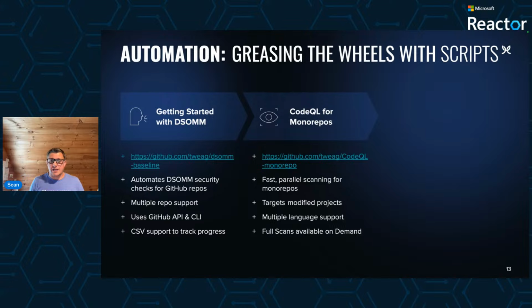Traditional CodeQL scans, as I said, can be slow because they analyze the entire repo each time. So this tool speeds things up by scanning only the projects that have changed in a pull request or merge, while leaving unmodified projects untouched. However, teams can also schedule full scans of the projects when needed, ensuring baseline coverage alongside the targeted incremental scans.